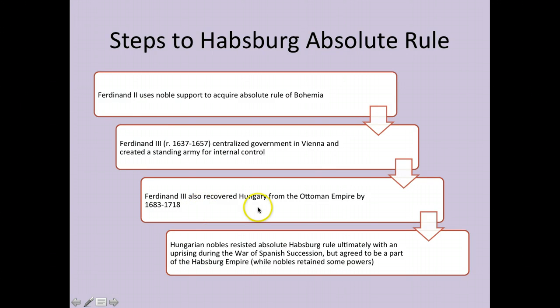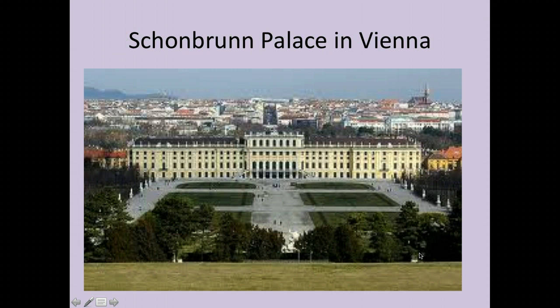Ferdinand III also recovered Hungary from the Ottoman Empire, so he's getting land away also from the Ottoman Empire. And then finally, Hungarian nobles resisted Habsburg rule, ultimately with an uprising, but agreed to be a part of the Habsburg Empire, okay, but nobles still got some of their power. It's going to get worse with the Hungarians.